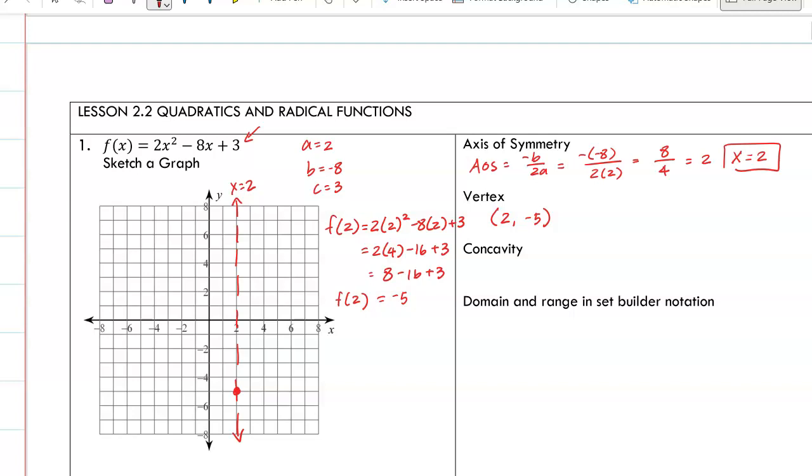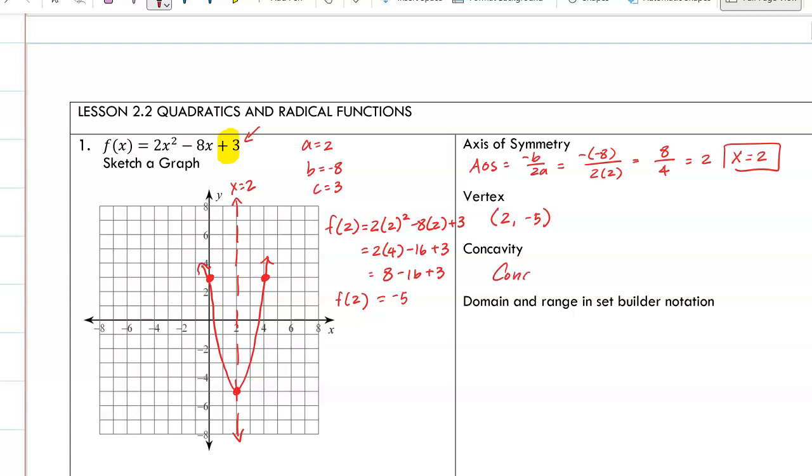To graph, we need the vertex, a point on the left side of the axis of symmetry, and a point on the right side of the axis of symmetry. And I can get this in standard form. It gives you the value of the y intercept as 3. So I can just use that. Okay, and if I travel 1, 2, here is my other point. There is my graph. Don't forget to put arrows.